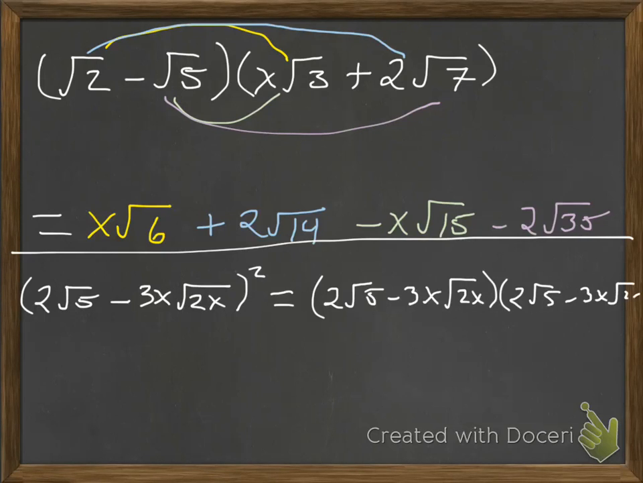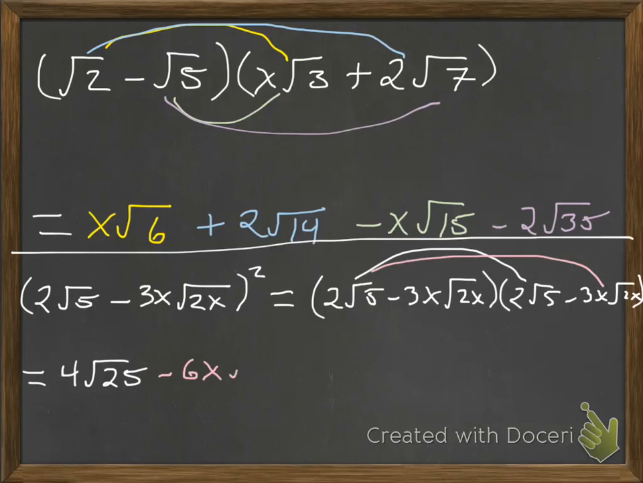And we're just going to FOIL. So we just have to be careful about what we're multiplying. So when we do the 2 square root of 5 times 2 square root of 5, we're going to multiply the 2's and we're going to get 4. And we'll multiply the 5's, and that'll give us 25 under the square root. Then we'll do the outer. So we'll be multiplying the 2 with the negative 3x to make negative 6x. And we'll be multiplying the 5 and the 2x to make 10x under the square root.